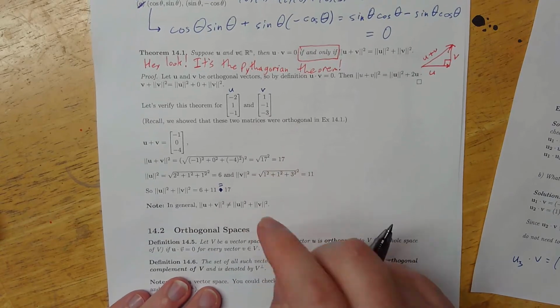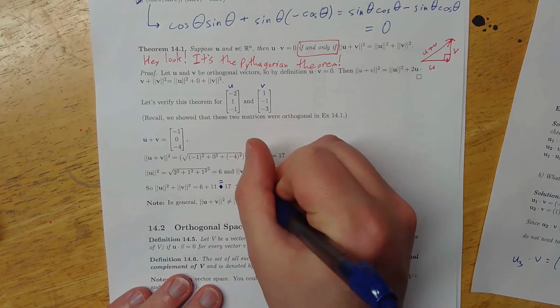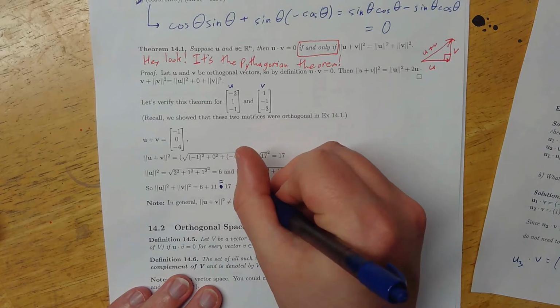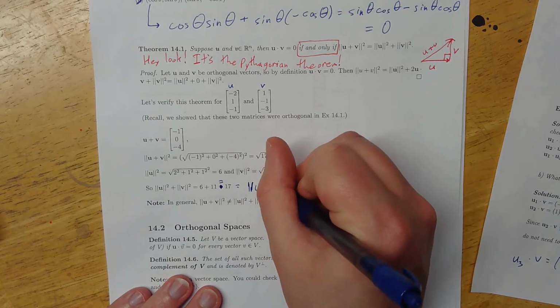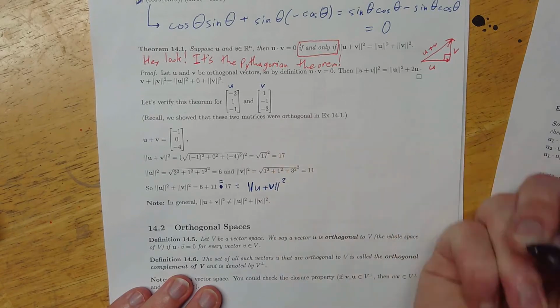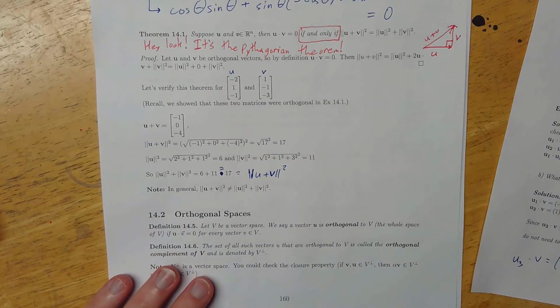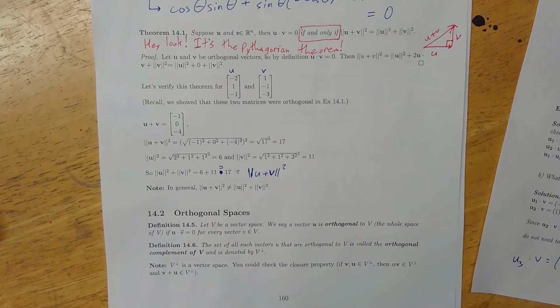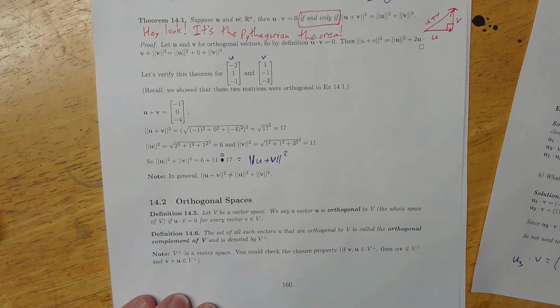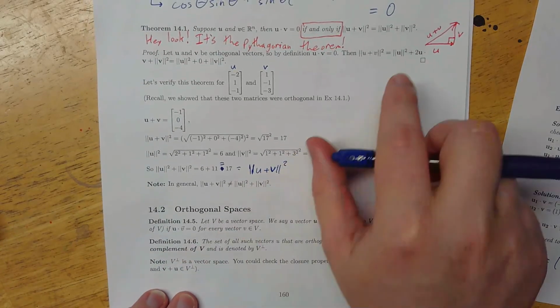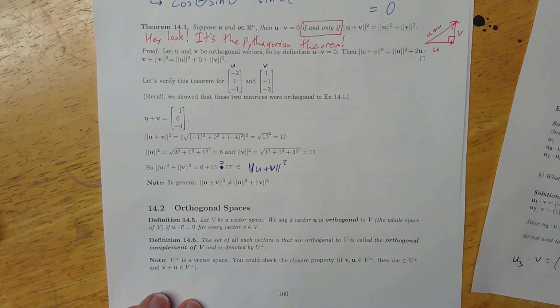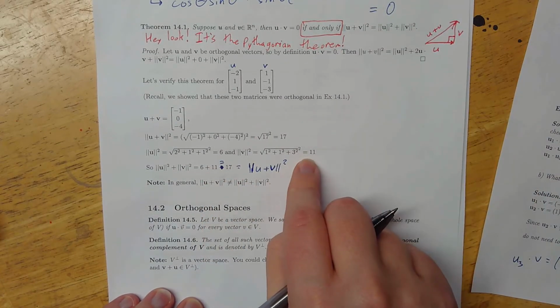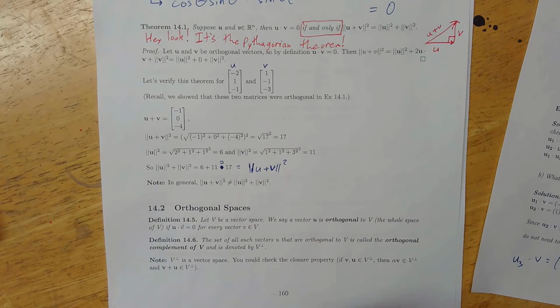So indeed, we do get that the length of u squared plus the length of v squared is equal to the length of u plus v squared. Note that in general, this doesn't work. This only works when we have two vectors that are orthogonal to each other. Also note that this only works when we square those lengths, because the square root of 6 plus the square root of 11 is not the same as the square root of 17.